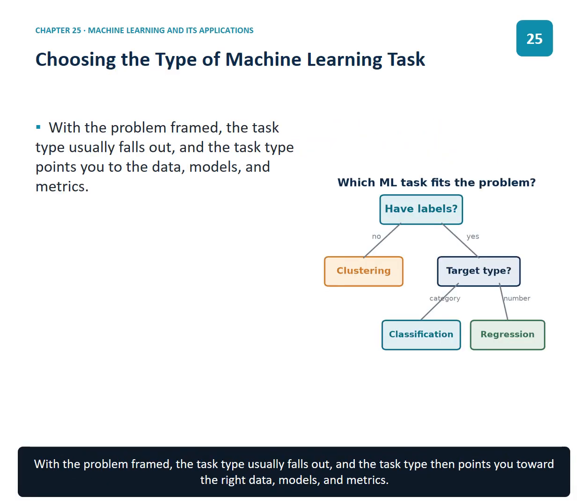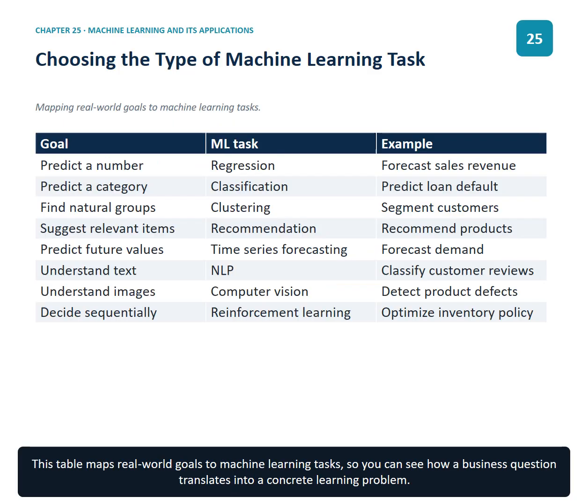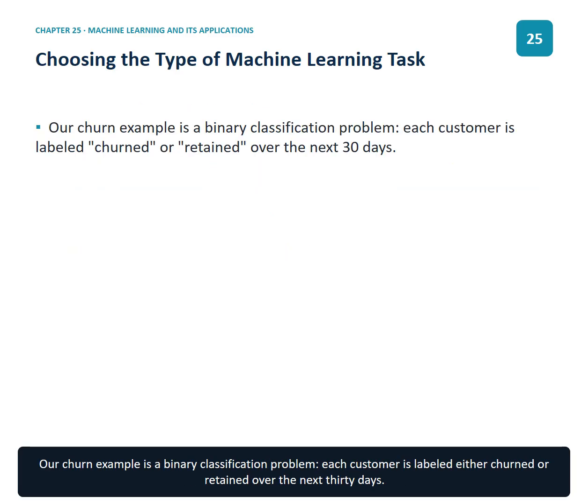With the problem framed, the task type usually falls out, and the task type then points you toward the right data, models, and metrics. This table maps real-world goals to machine learning tasks, so you can see how a business question translates into a concrete learning problem. Our churn example is a binary classification problem. Each customer is labeled either churned or retained over the next 30 days.